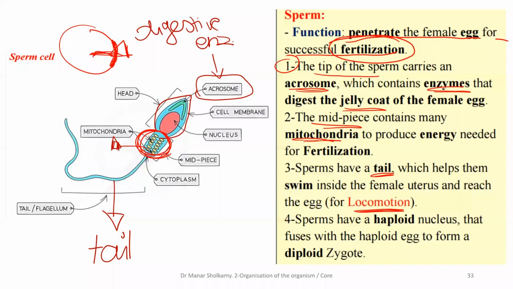Locomotion means motion. Sperms have a nucleus, of course, but does this nucleus have the total number of chromosomes or half the number of chromosomes? Half, only 23. Exactly. Why? So that when they fuse with the egg, they will now make the total. So the sperms have a haploid nucleus. What does haploid mean? A nucleus with half the number of chromosomes. So when they fuse, they will create a diploid zygote. And don't worry, number 4, we will explain it in detail in the lesson on reproduction. But you should still understand it now.